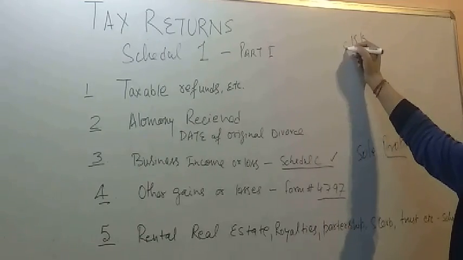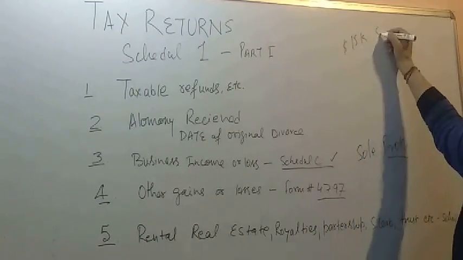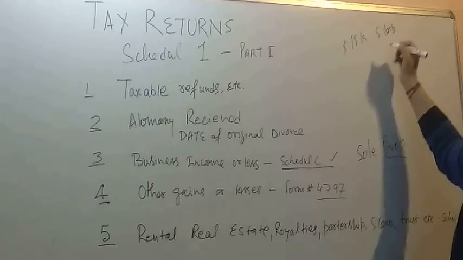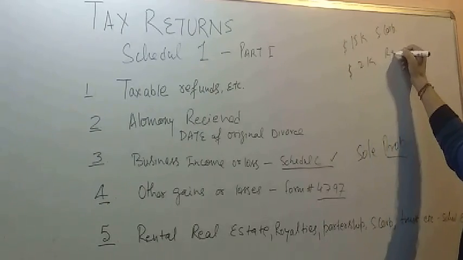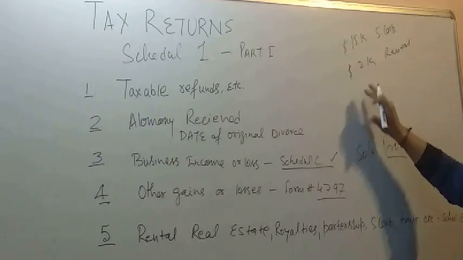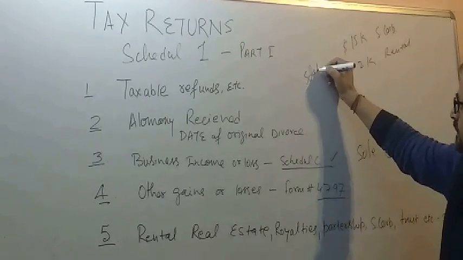Suppose the borrower earned $15,000 in the previous year from S corp income, and almost $2,000 from rental. So this we will only get to know from Schedule E.